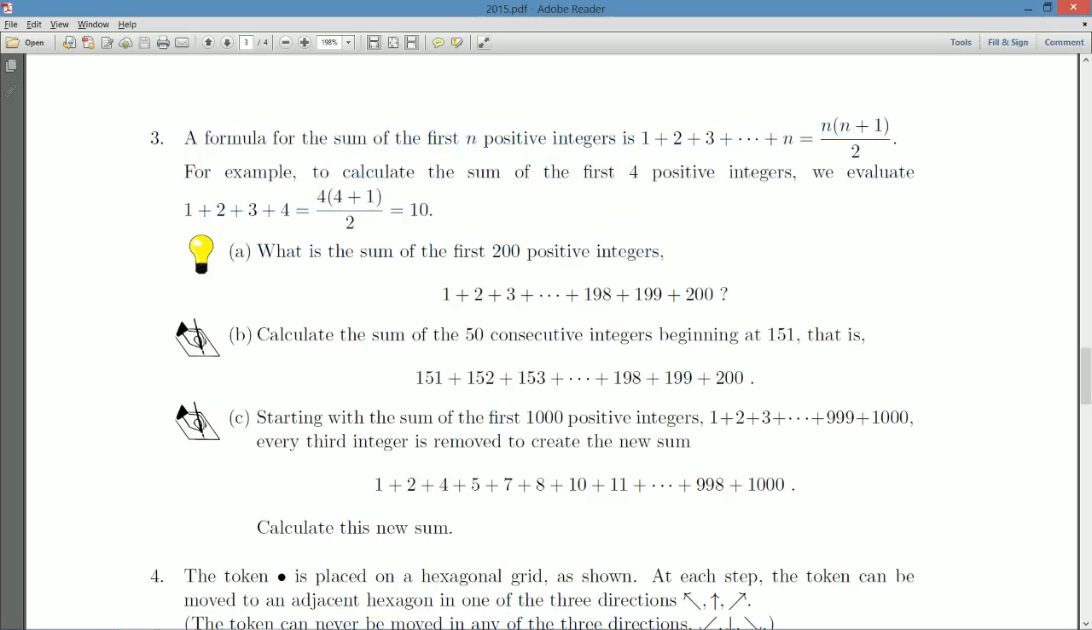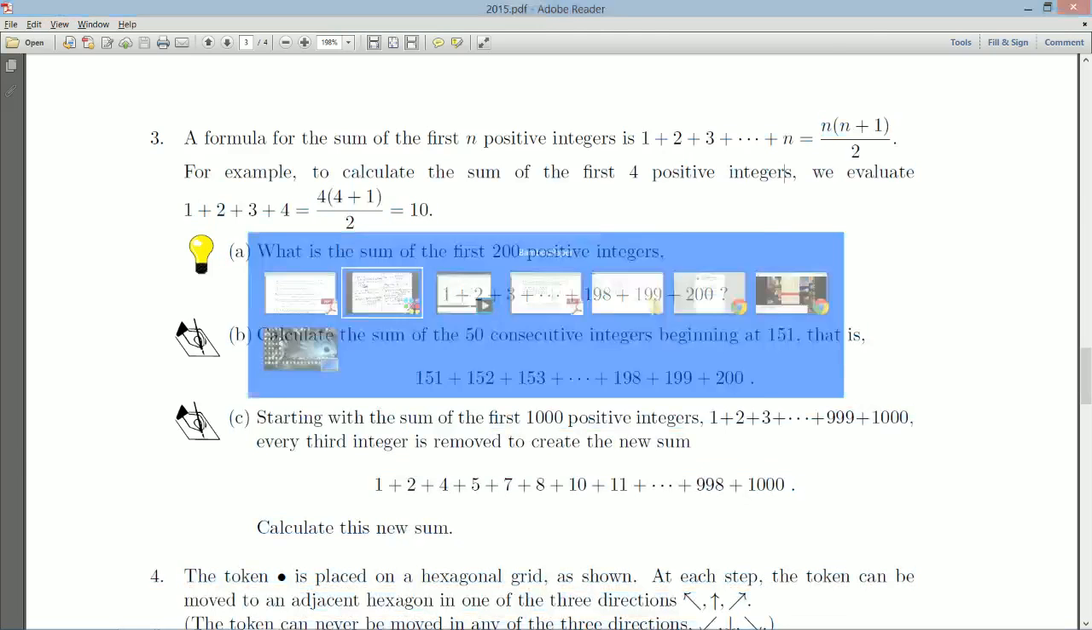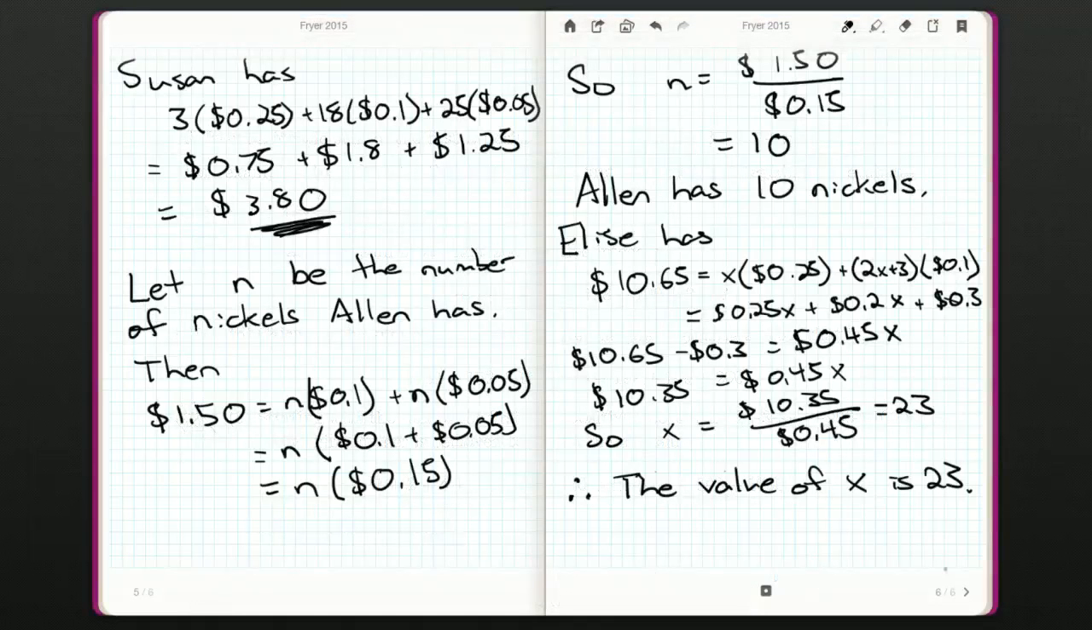So A part. What is the sum of the first 200 positive integers? Okay, 1 plus 2 plus 3, all the way up to 200. Well, we were just given a formula for that. It's right up there. So all we need to do is apply the formula. So let's get ourselves a scrap piece of paper.